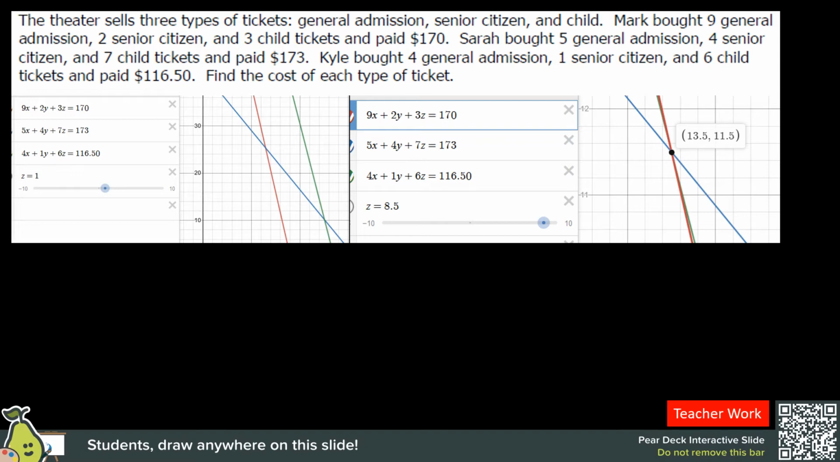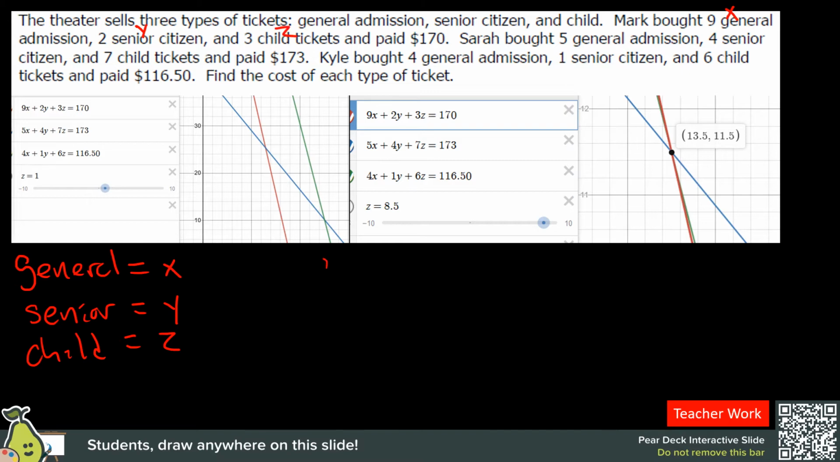So let me break down my logic here, guys. For general, I tag that as my X value. My senior citizen, I'm going to say is Y, and my child is Z. So I had to come up with my 3 equations given this information. So Mark bought 9x plus 2y plus 3z equals, and he paid $170.